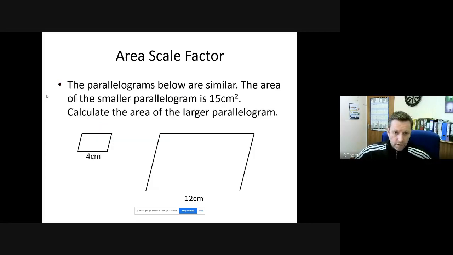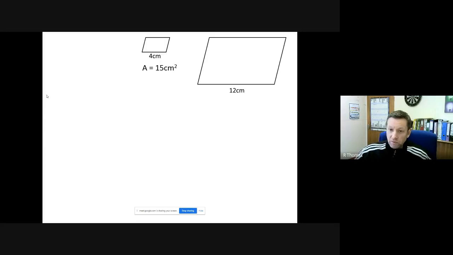Let's look at a question. So I've got 2 parallelograms, and they are similar. The area of the smaller parallelogram is 15 centimeters squared. What's the area of the larger parallelogram? So what we're going to do, we're going to work out the linear scale factor first. Once we know the linear scale factor, we'll square that to get the area scale factor. And then I can just multiply 15 by that area scale factor to get the new area, right? So let's do it step by step.